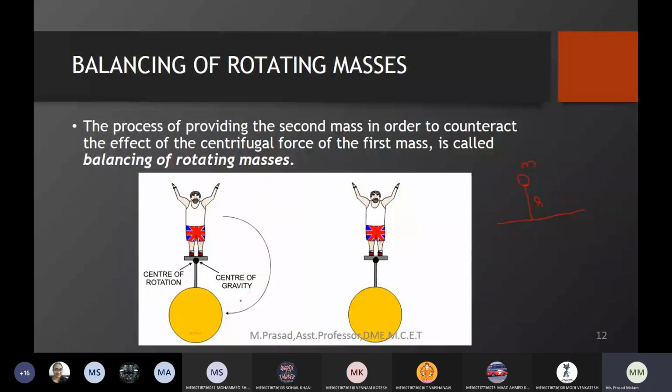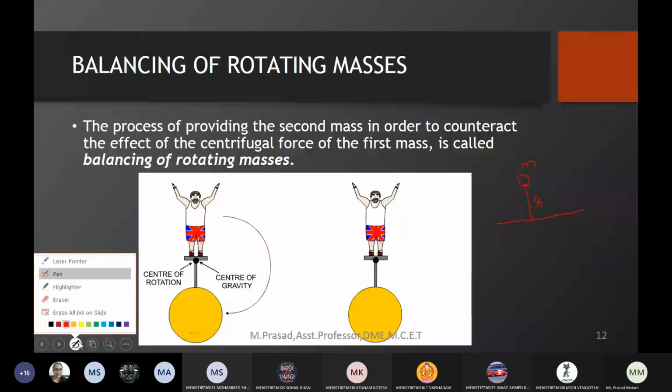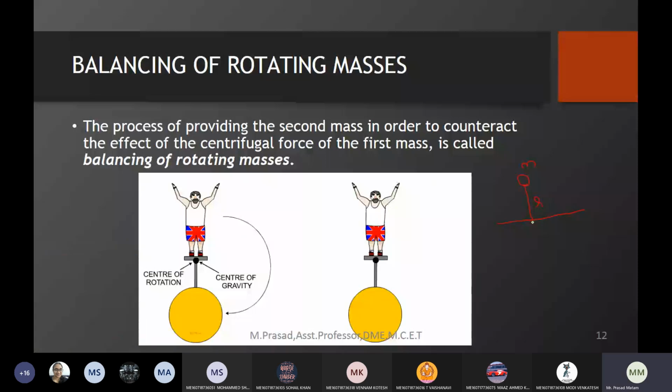So for this, what am I doing? I am keeping the counter mass. I am showing it with some different color. So this is my counter mass. Somewhere else it is located exactly opposite to the disturbance mass. This mass I am calling M1, and it is located at radius R1.